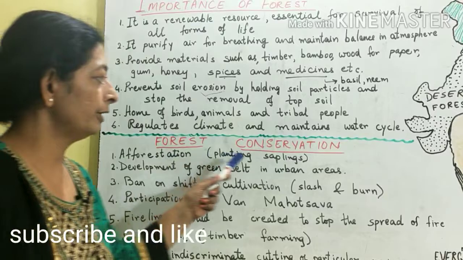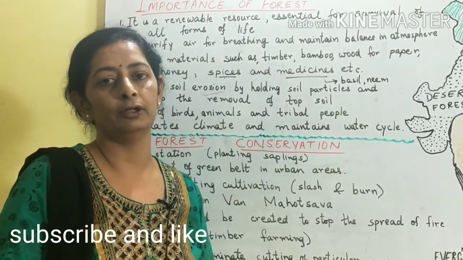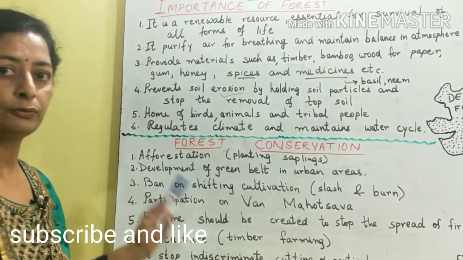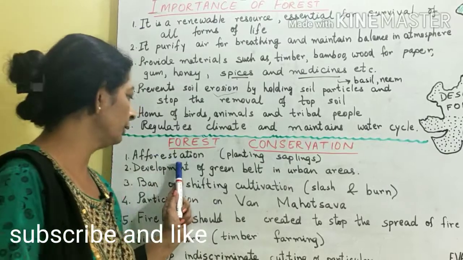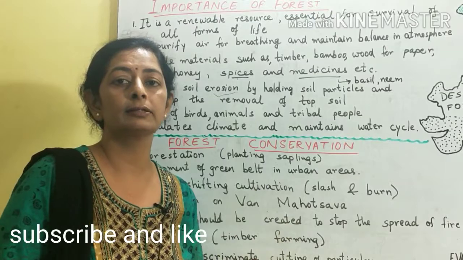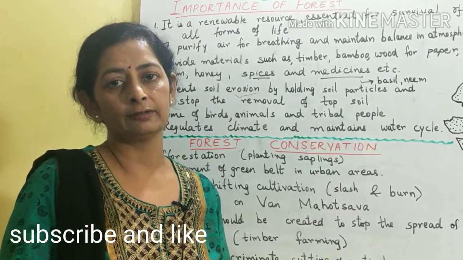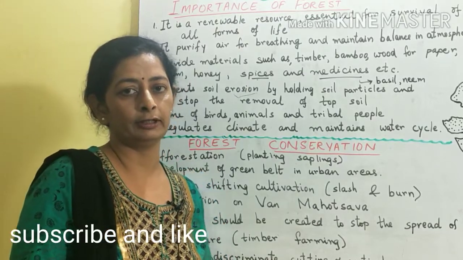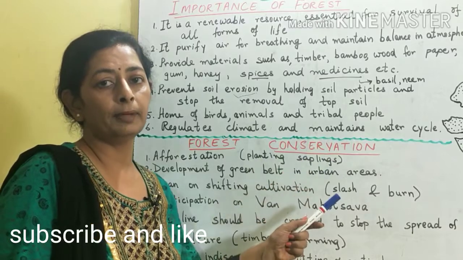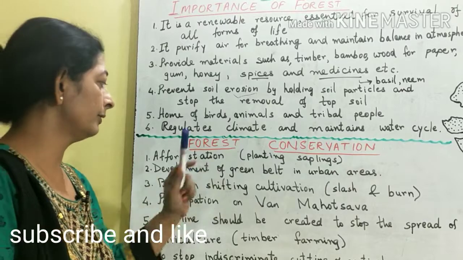Last part is forest conservation. Forests are very important for all forms of life, we all know. So the first point is how to conserve the forest. The first point is afforestation, means planting saplings. Now planting saplings in large quantity in open areas and in areas where the rainfall is sufficient. So planting of trees, saplings in large amount, that leads to afforestation. So in this way we can conserve forest.